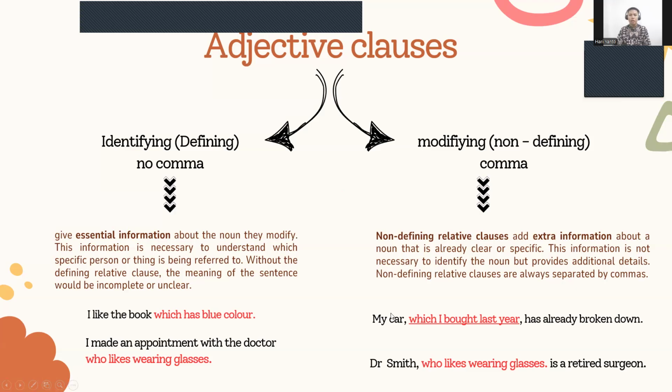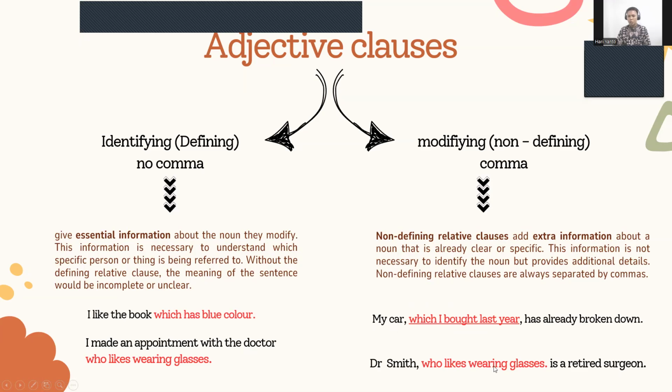Example, my car, which I bought last year, has already broken down. Which I bought last year, here there's a comma. My car, comma, which I bought last year. Which I bought last year here is an adjective clause, and it modifies my car.